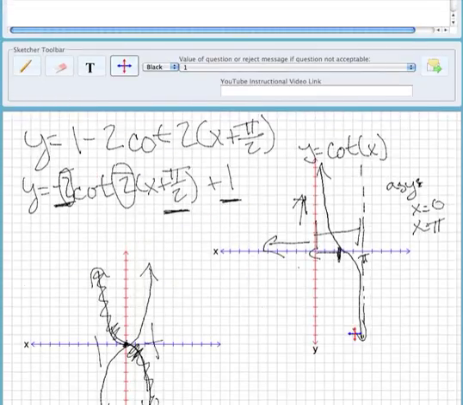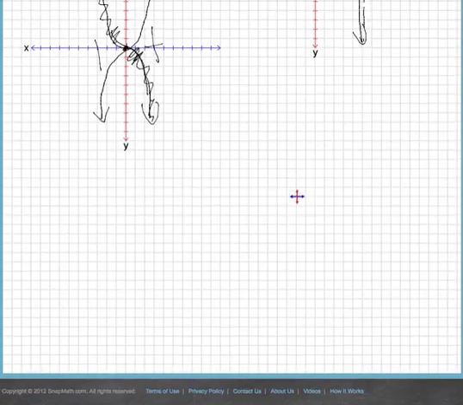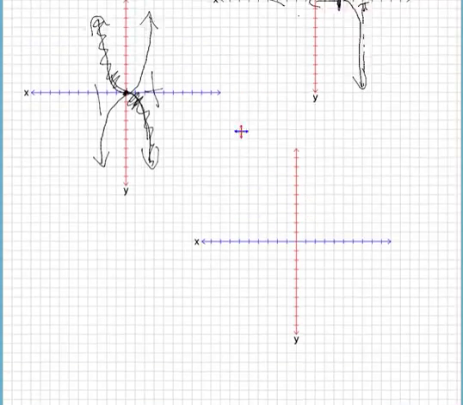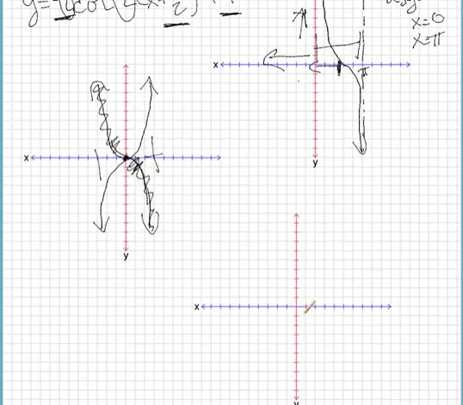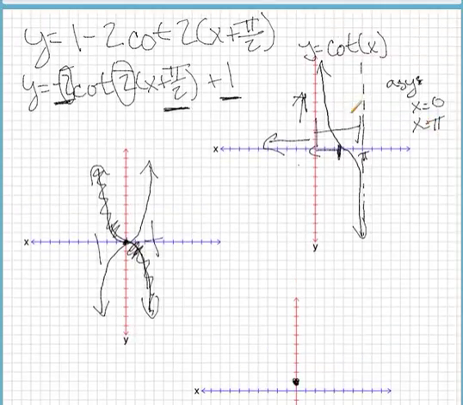So let's get one more graph down here. We're at the origin, but we actually went up 1. So it's actually going to cross right here on the y-axis. And we're going to bring the period down in half, because that's what this 2 does right here. It brings the period in half.